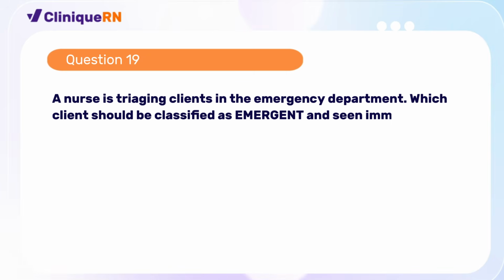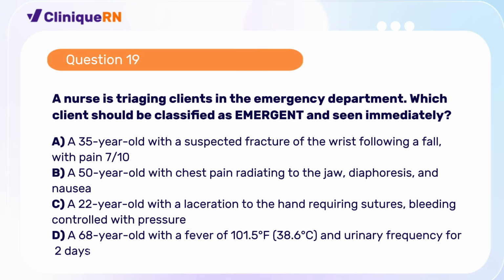Question 19. A nurse is triaging clients in the emergency department. Which client should be classified as emergent and seen immediately? A. A 35-year-old with a suspected fracture of the wrist following a fall with pain 7 out of 10. B. A 50-year-old with chest pain radiating to the jaw, diaphoresis, and nausea.